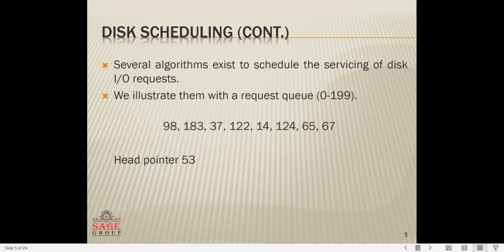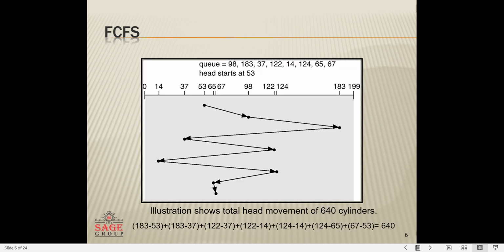Let's consider a scenario. We illustrate it with a request queue. We have cylinders 0 to 199, so in total we have 200, in which there is a queue which starts with 98 and ends with 67, and the head pointer is at 53. So the first algorithm is called the first come first serve algorithm. In this diagram we have 53 as the starting point where the head starts.